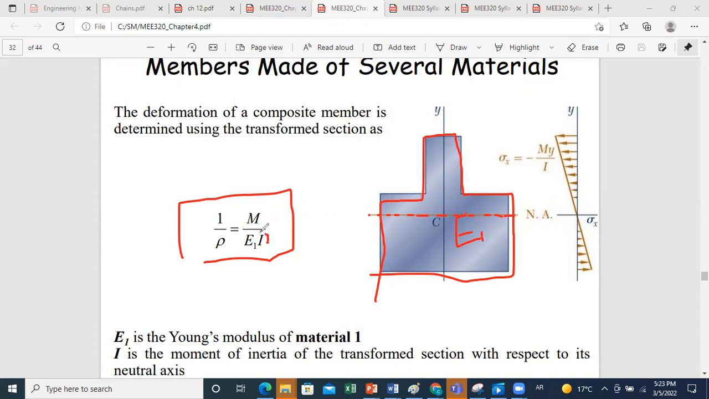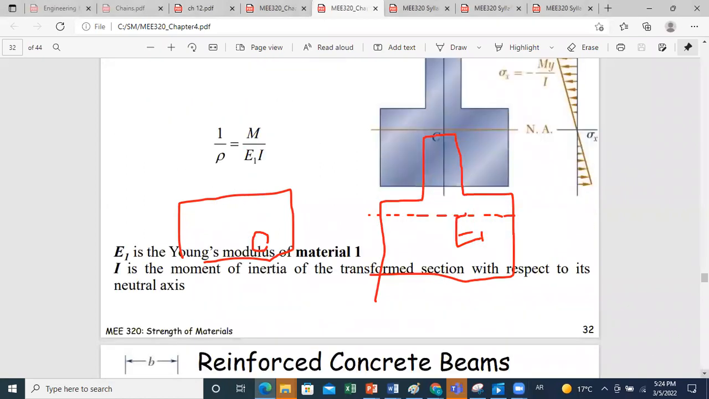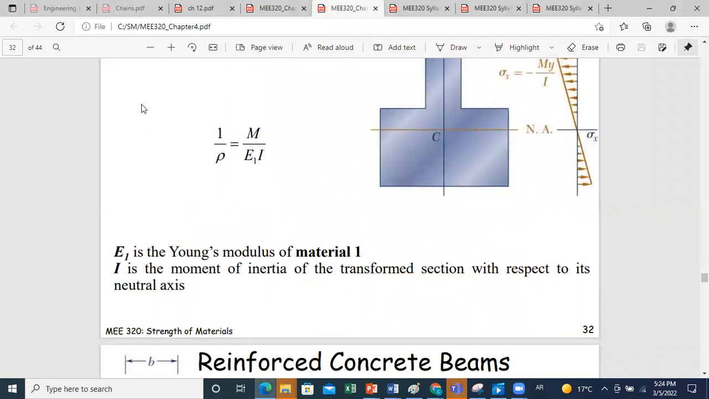And of course, the inertia I will be the inertia of the whole section relative to this neutral axis. So E1 will represent the Young modulus, or modulus of elasticity, of material 1, and I will be the moment of inertia of the transformed section with respect to its neutral axis. Let us practice on this idea by doing some problems.